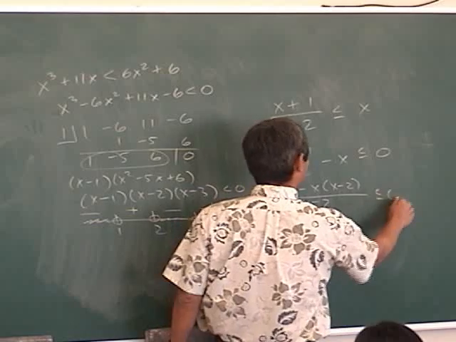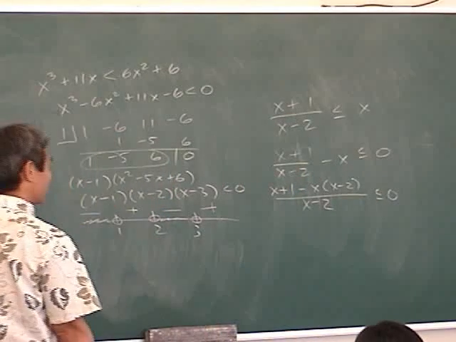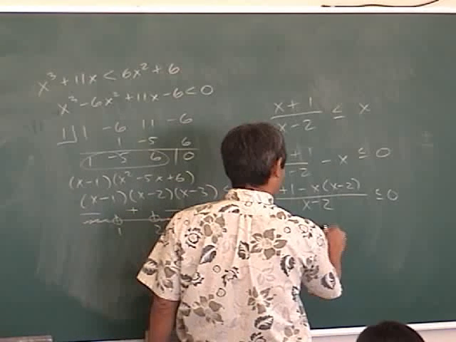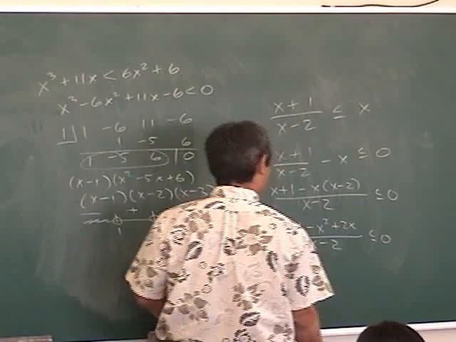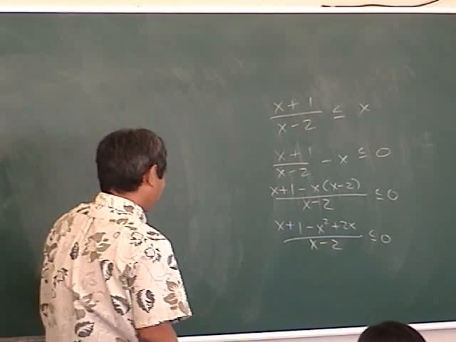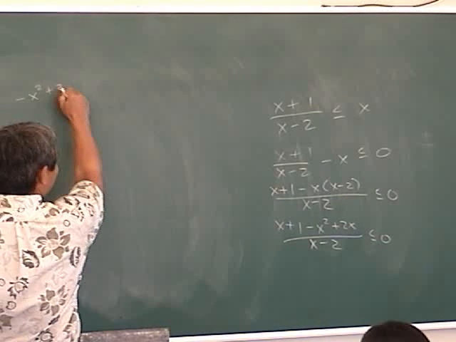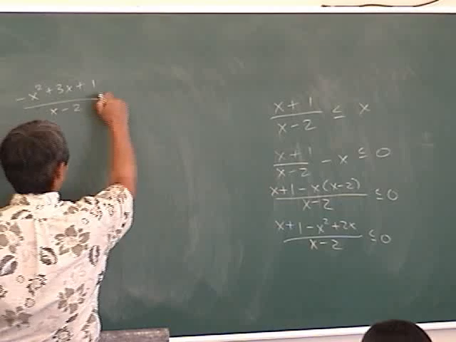So, please be careful here. Don't forget to put the x minus 2 in parentheses there because you have to distribute the negative. So you're going to get x plus 1 minus (x squared plus 2x) all over x minus 2 is less than or equal to 0. Actually, if it comes out ugly, it might be better for you. Okay, simplify the numerator. Negative x squared plus 3x, yep, it's ugly, plus 1, all over x minus 2 is less than or equal to 0.